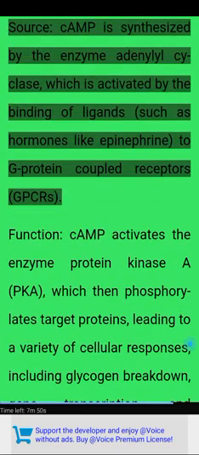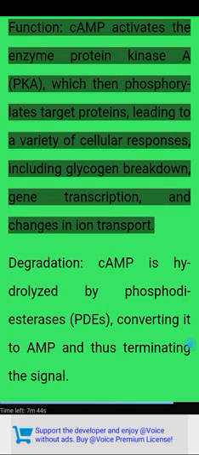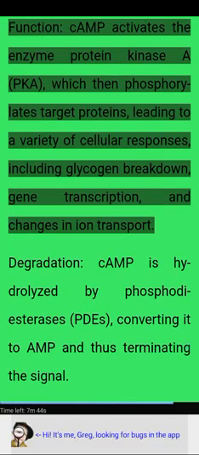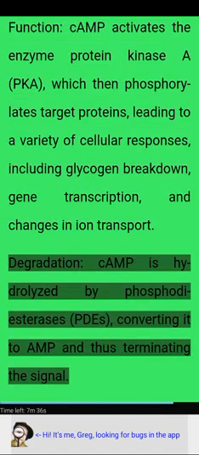2. Common second messengers. A. Cyclic AMP, cAMP. Source. cAMP is synthesized by the enzyme adenylyl cyclase, which is activated by the binding of ligands such as hormones like epinephrine to G protein coupled receptors, GPCRs. Function. cAMP activates the enzyme protein kinase A (PKA), which then phosphorylates target proteins, leading to a variety of cellular responses, including glycogen breakdown, gene transcription, and changes in ion transport. Degradation. cAMP is hydrolyzed by phosphodiesterases (PDEs), converting it to AMP and thus terminating the signal.